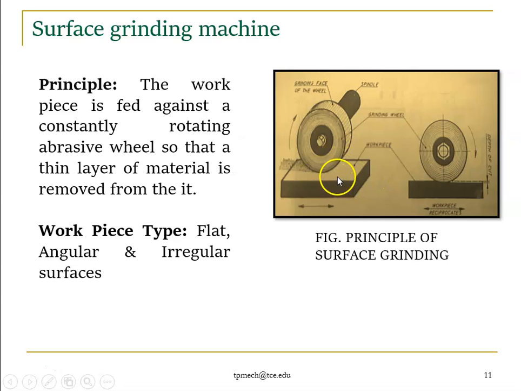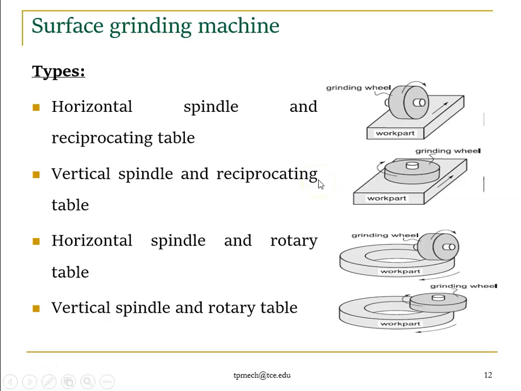This is mainly what surface grinding is. The surface of the workpiece will be ground. The workpiece type may be flat, or angular, or an irregular surface. We can do any type of workpiece, right? It has four classifications.